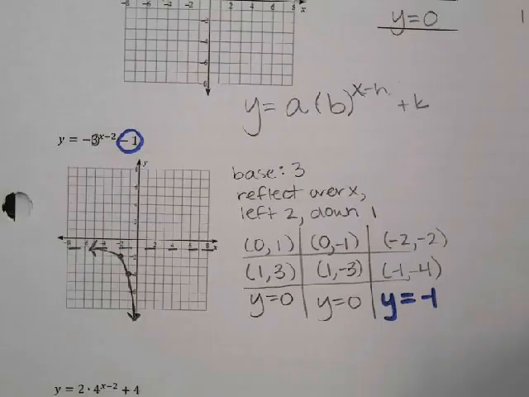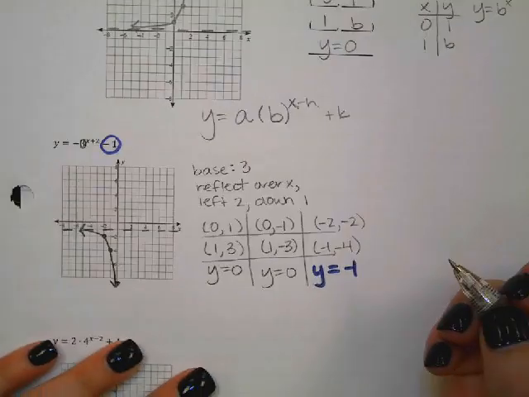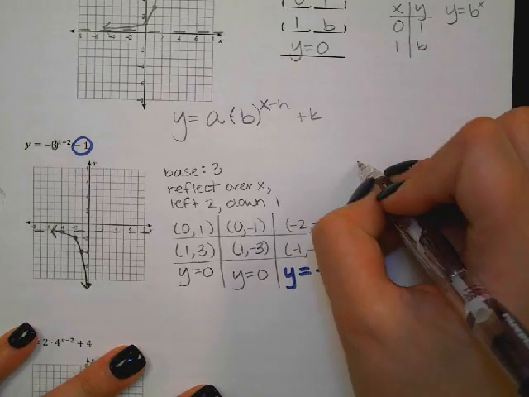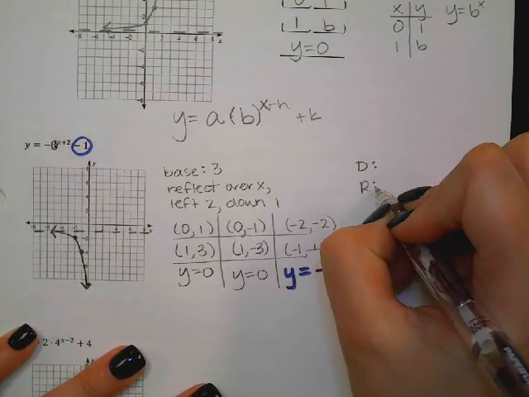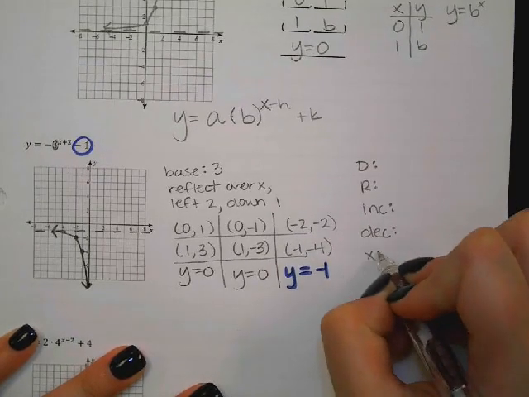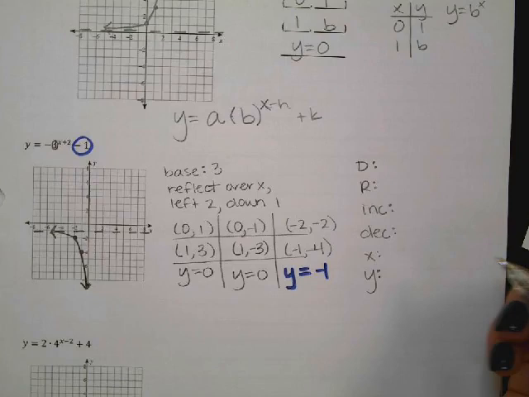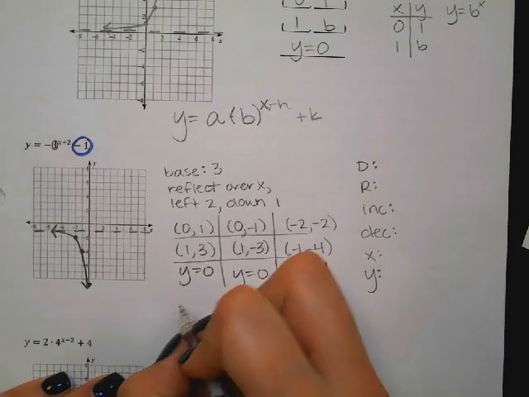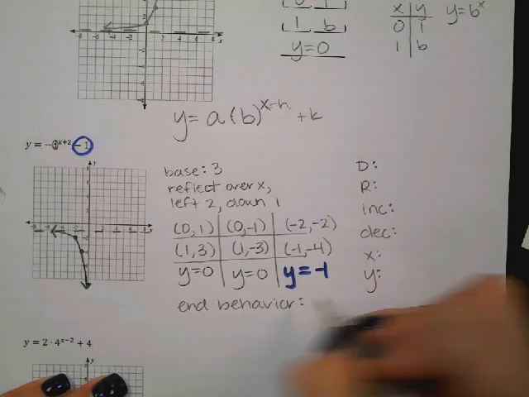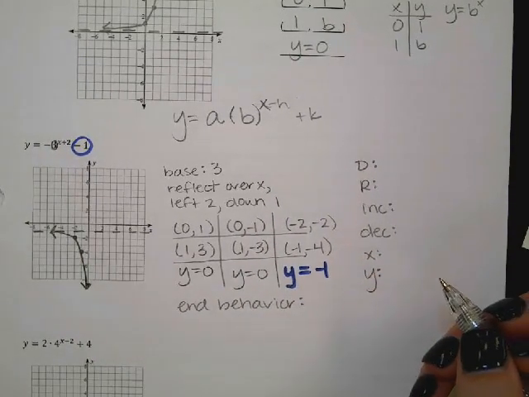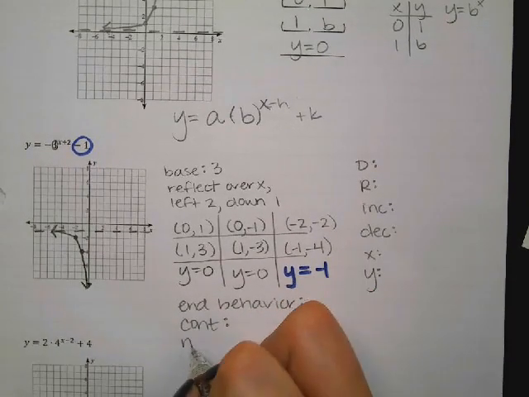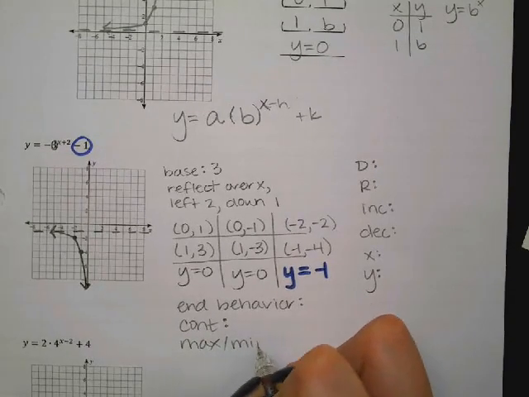Okay, so if we start to look for all the things that we typically find when we look for the characteristics of graphs, we want to find the domain and the range, we want to find the increasing and decreasing intervals, we want to look for x-intercepts and y-intercepts, and then we want to find end behavior. And we want to know if the graph is continuous or has a max or a min. So let me keep writing all these. Continuous, max, min. So many things.